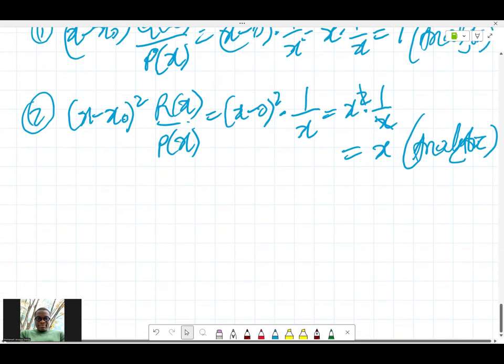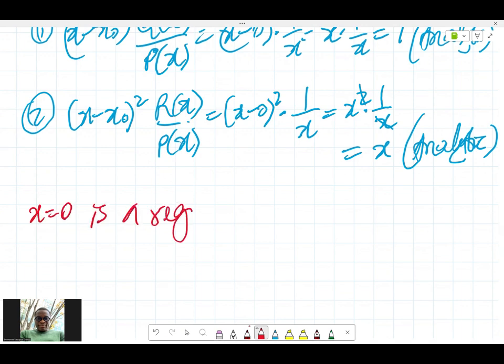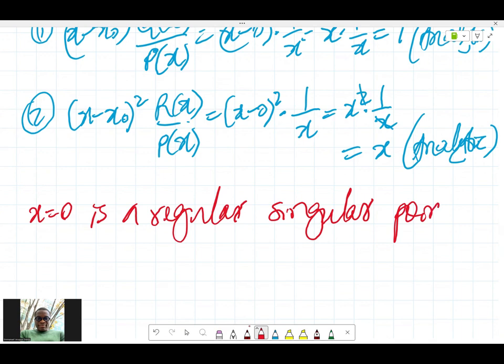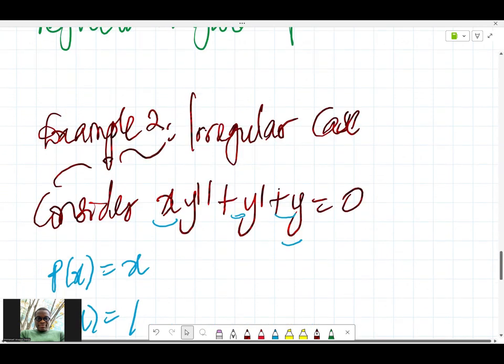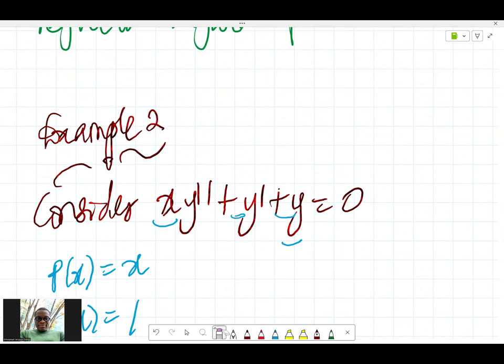So with that done, we can say that x equals 0 is a regular singular point since the two conditions hold. I even said this was going to be an irregular case. Well, maybe this is not appropriate yet. So let's just call it example 2.